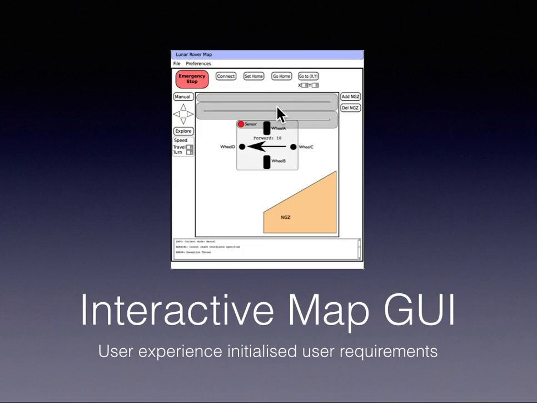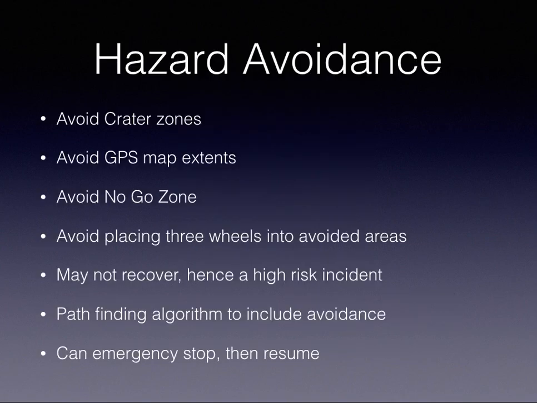It's kind of like a lawn mowing algorithm where the sensor will sweep over the area. The sensor covers a small amount of area compared to the size of the vehicle, so the orientation of the vehicle is going to be important while it's sweeping over this area. While exploring, hazard avoidance is going to be an important thing. It needs to avoid crater zones, it needs to avoid the GPS map extents, it needs to avoid the no-go zone, and it needs to avoid placing three wheels into the avoided zones above.